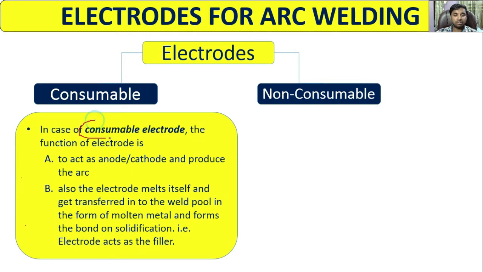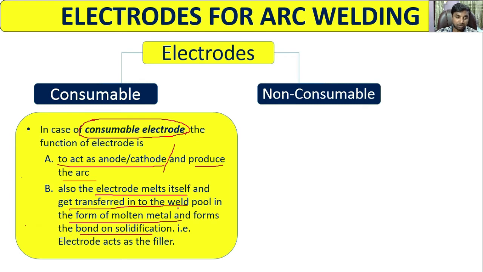What is the function of a consumable electrode? For arc welding, it acts as an anode or cathode to produce the arc. The arc then produces heat, which it gets from the power supply. Also, the electrode melts itself and is transferred into the weld pool to form molten metal, and after the weld pool it forms the bond on solidification. So in a consumable electrode, the electrode melts itself and acts as a filler.